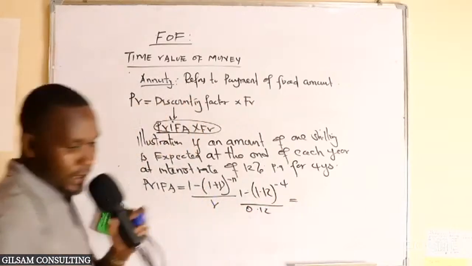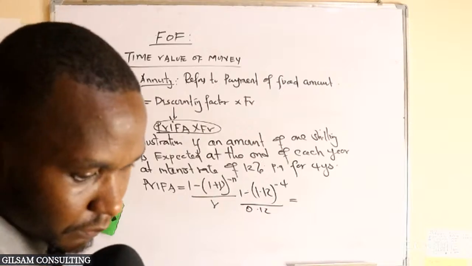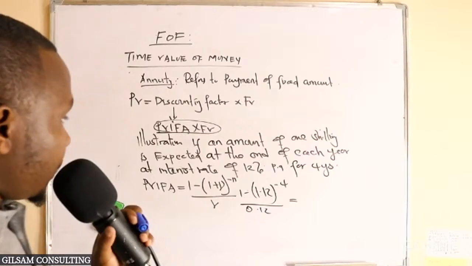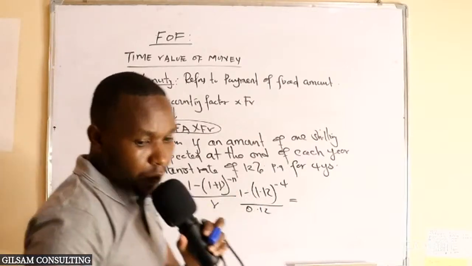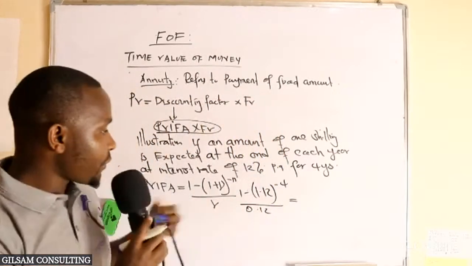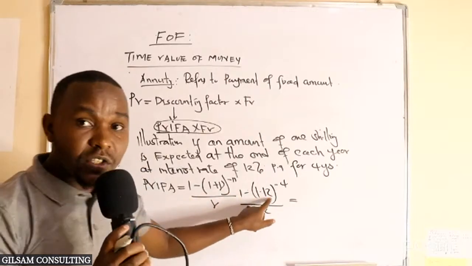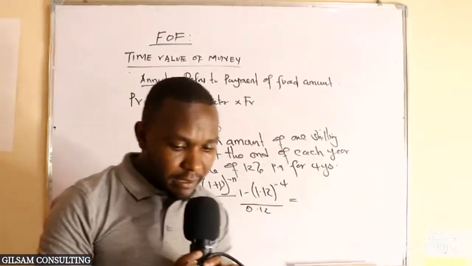What could be our PVIFA? Make sure you know how to use the calculator to find this. Don't rely on your past paper. The examiner might give you a table at the back of your past paper, but sometimes they can give you 13%, which is not in that table. So make sure you know how to do it on the calculator.